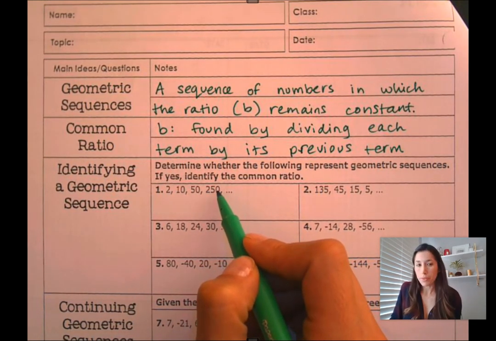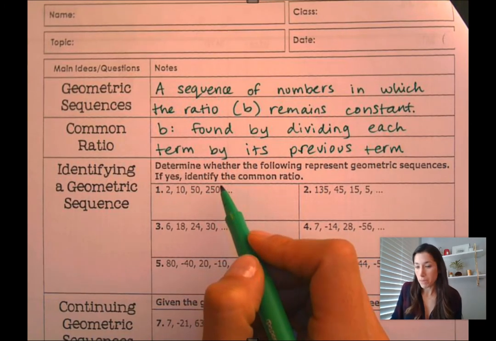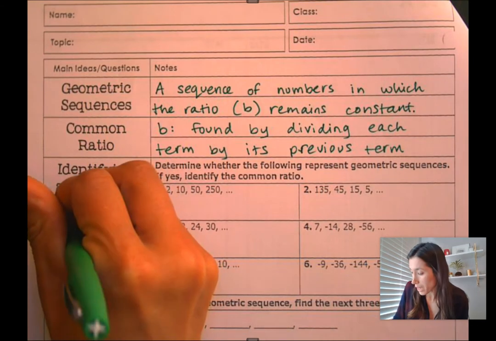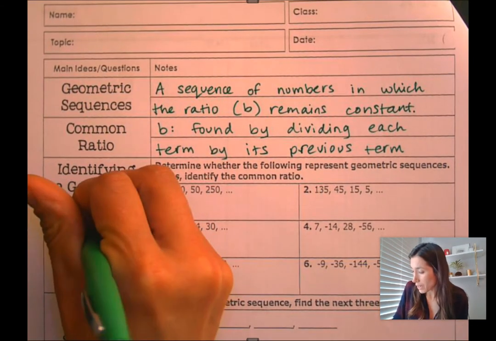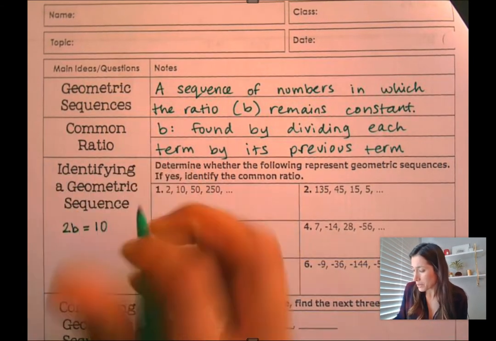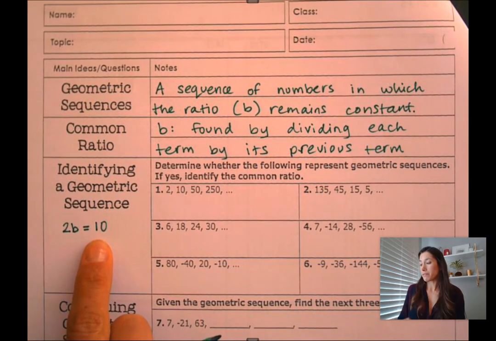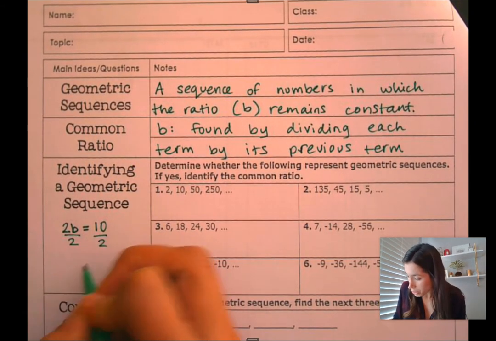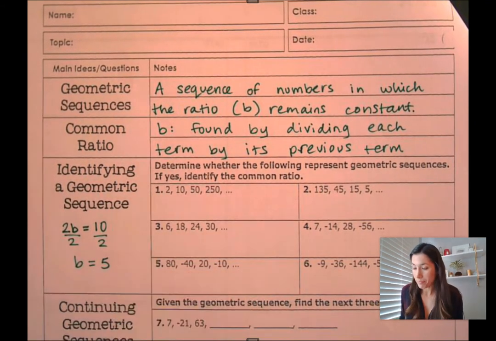But if we weren't sure what that common ratio is, we would basically take any term. Let's take 2, we'll multiply it by B, and we'll get the next number, 10. And that's why we say it's found by dividing each term by its previous term. Because what we would have to do here is divide both sides by 2, and that gives me a value of 5. Okay, so yes, our common ratio is 5 for this one.